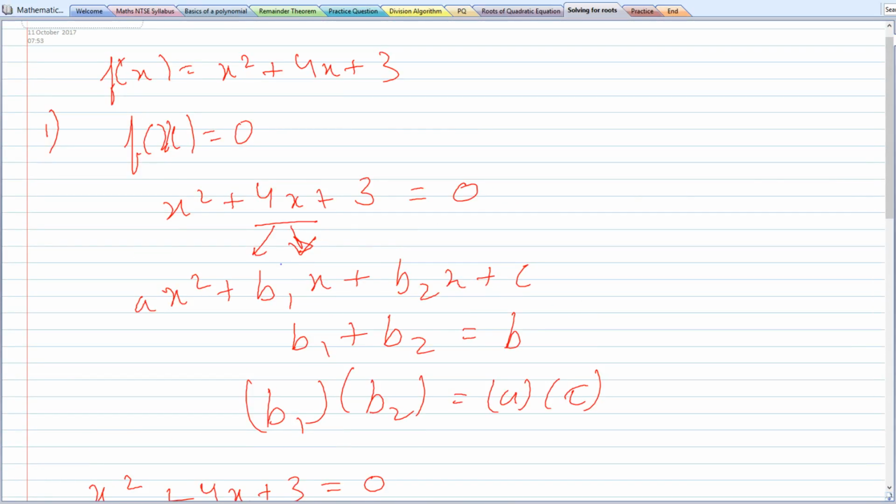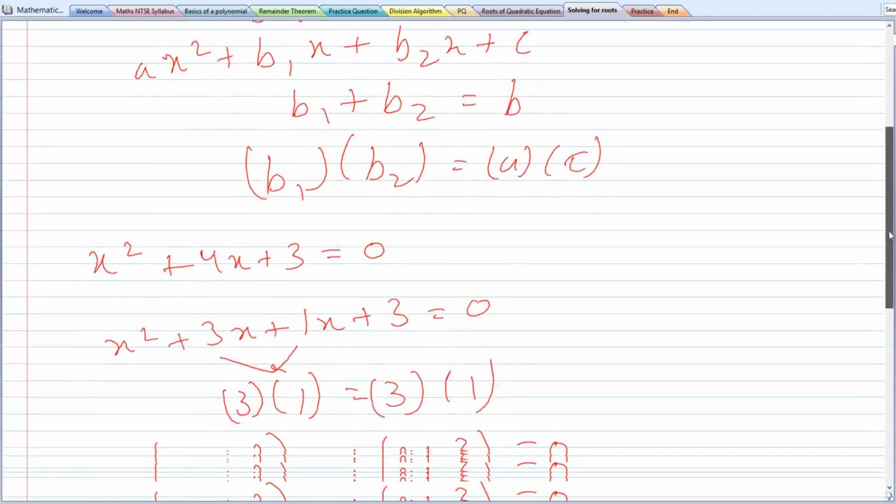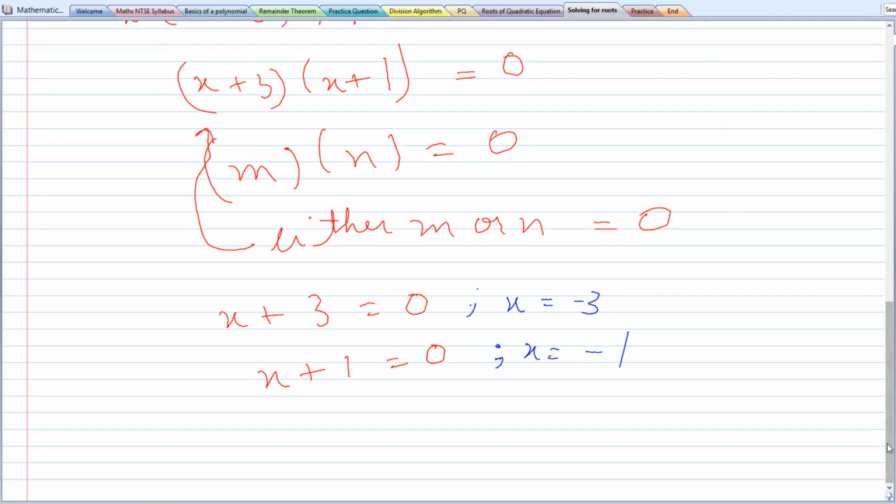We can check by remainder theorem as well, that if we put x is equal to minus 3, we get 9 minus 12 plus 3, that is equal to 0. And if we put x is equal to minus 1, we get 1 minus 4 plus 3 is equal to 0. So if the remainder is 0, x plus 3 directly divides it and x plus 1 directly divides it, and hence x is equal to minus 3 and x is equal to minus 1 are the roots of the equation.